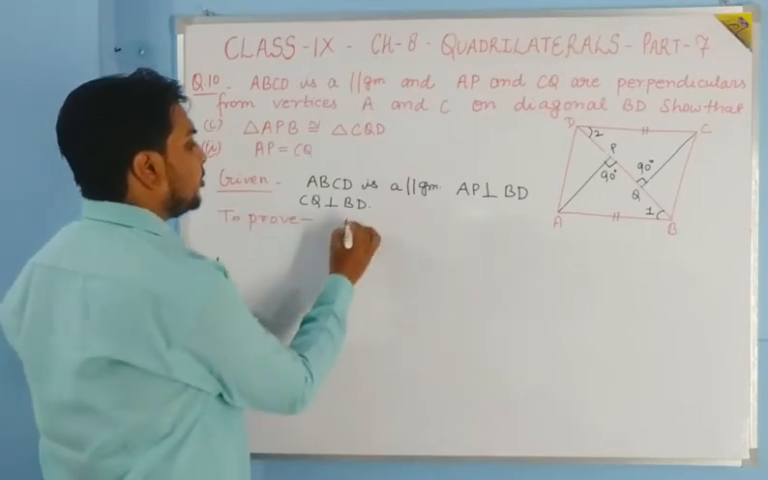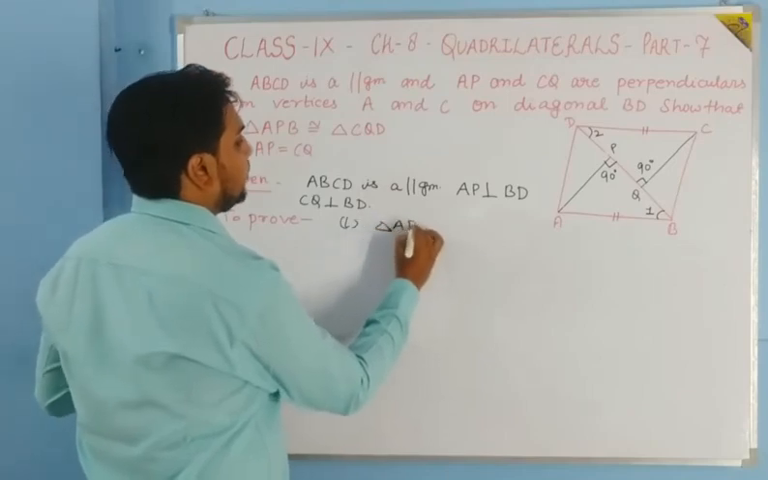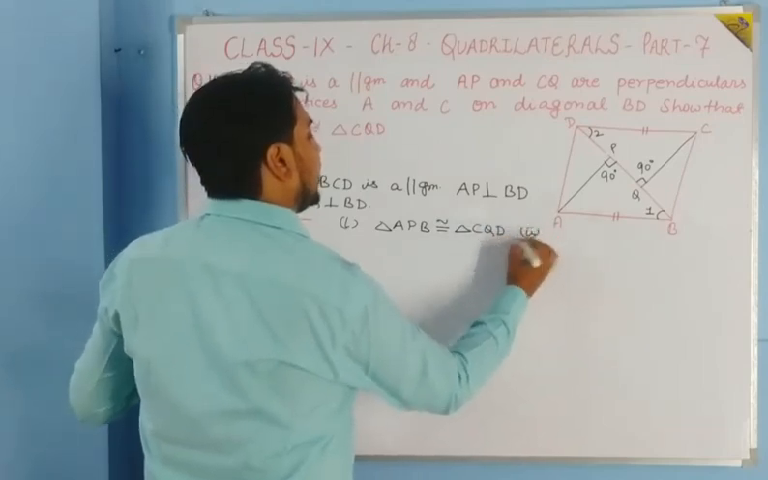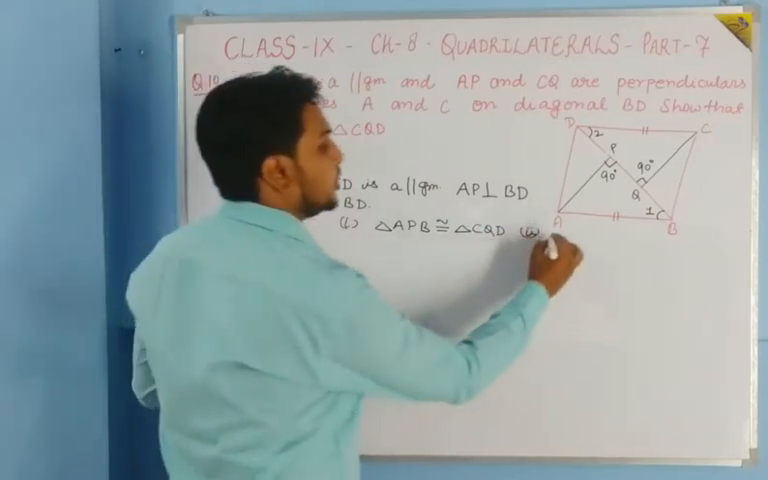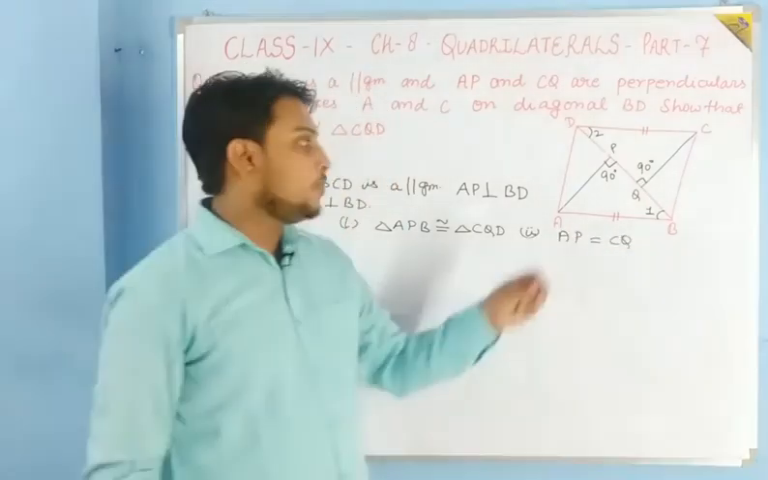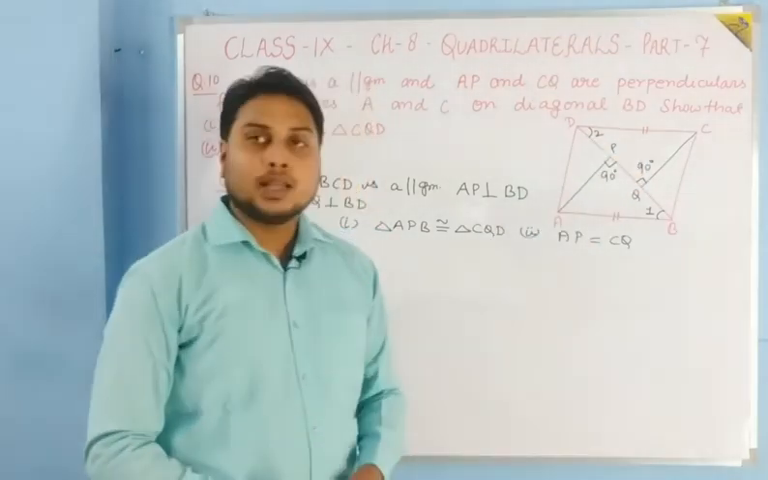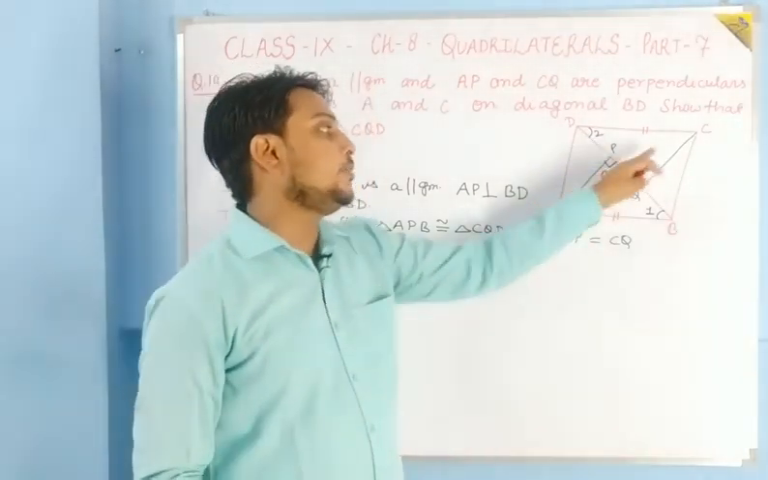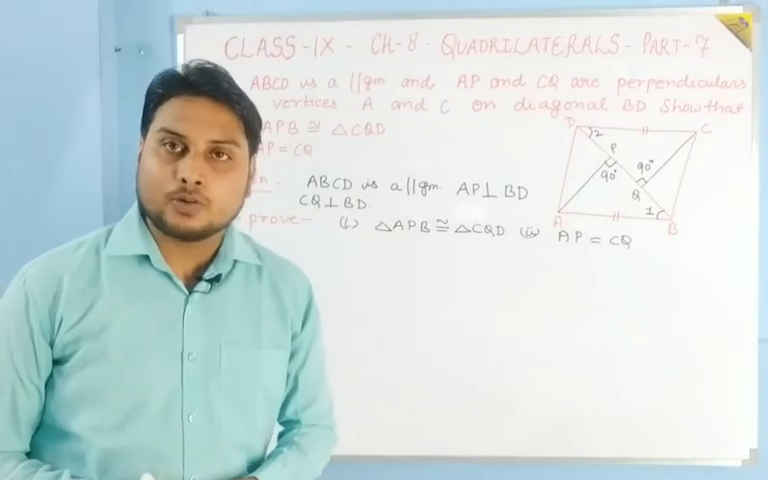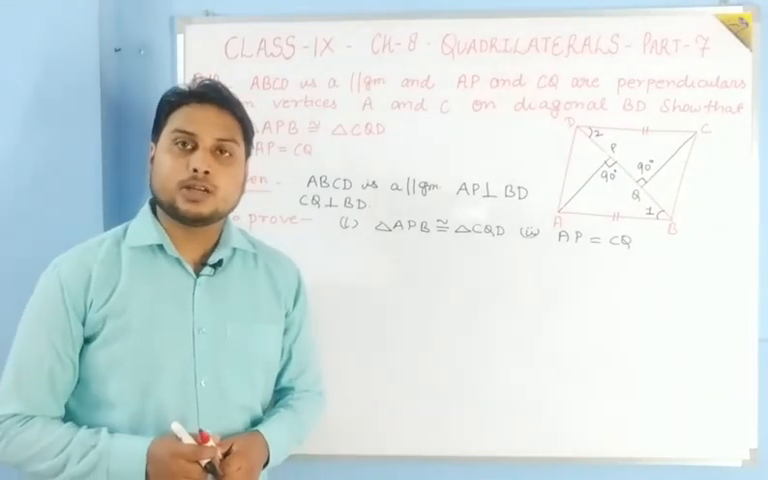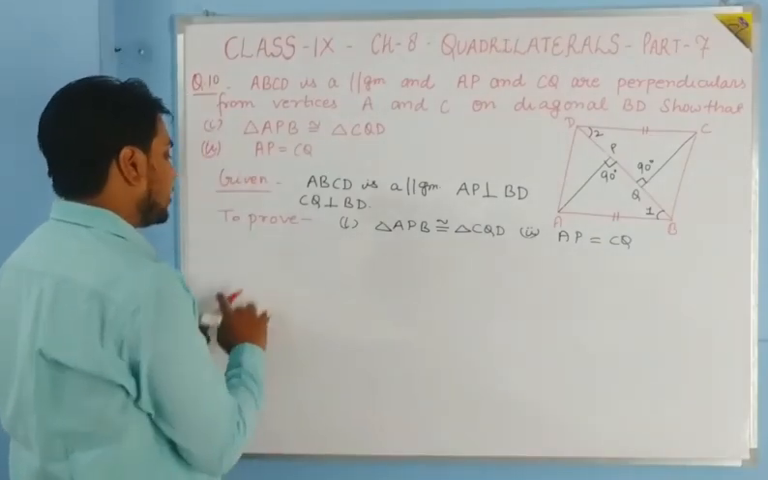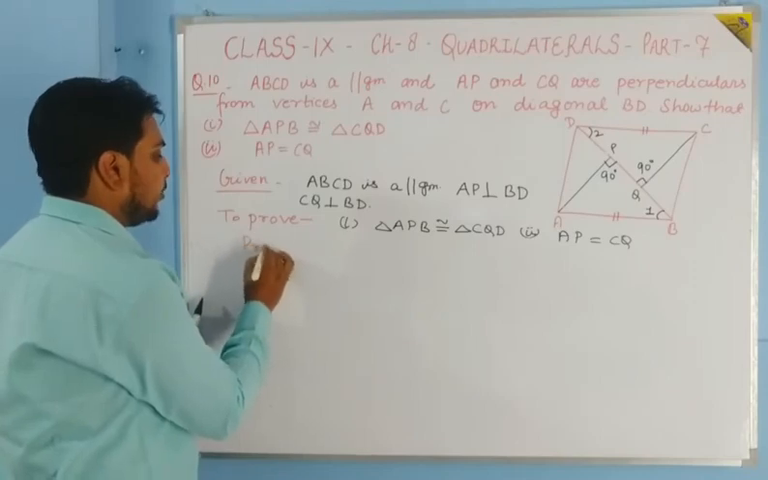The first one we have to show is that triangle APB is congruent to triangle CQD, and the second one we have to show is that AP is equal to CQ. So students, if we are able to show that these two triangles are congruent, then easily we can say that AP is equal to CQ. So the second one is very easy, by applying corresponding parts of congruent triangles. So here how will we show the first part? It is important. So let us see the proof part of that.